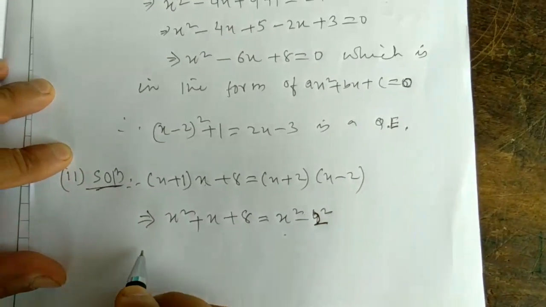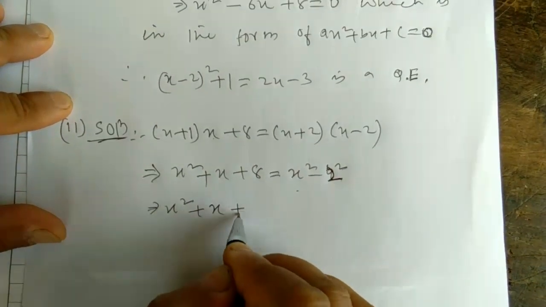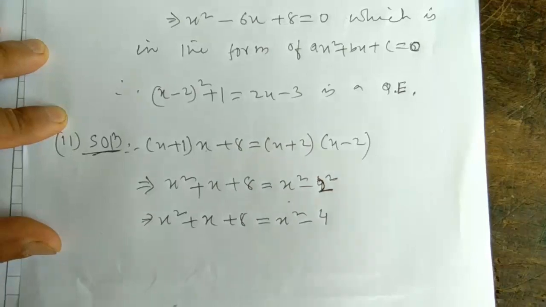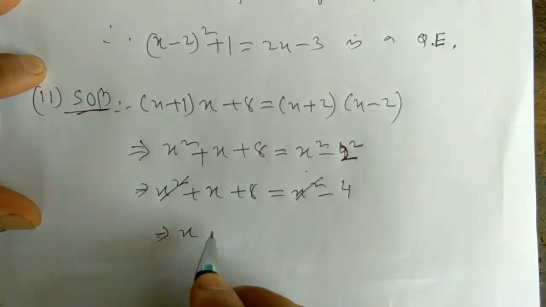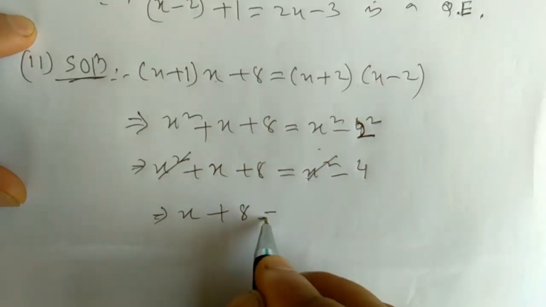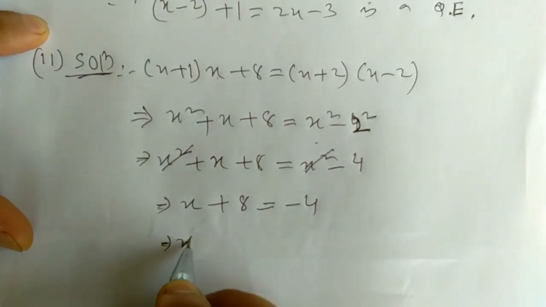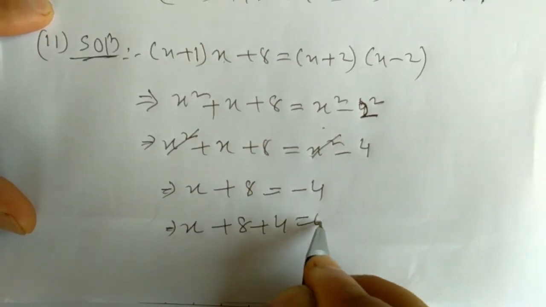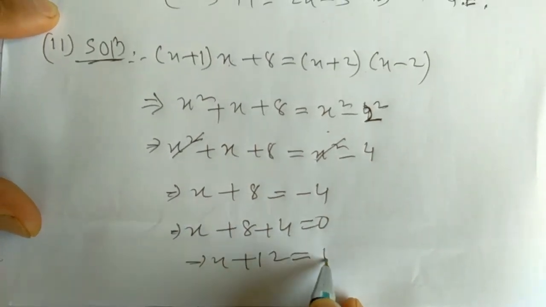2 square, that means 4. So x square plus x plus 8 equal to x square minus 4. The square term from both sides we can cancel. So x plus 8 equal to minus 4. Bring all the terms to the left side. This is minus, it becomes plus 4 equal to 0. x plus 12 equal to 0.